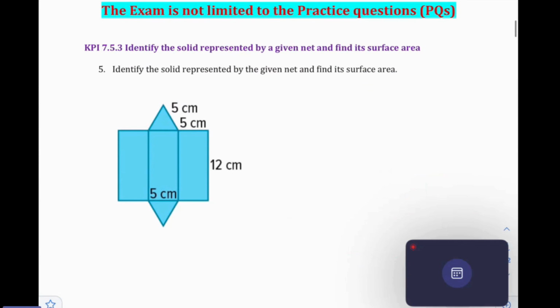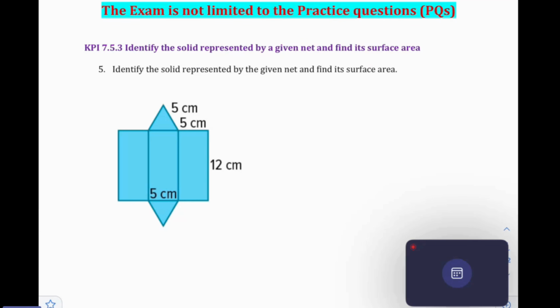Now, moving to the second part of this lesson, which is talking about the surface area. Identify the solid represented by the given net and find its surface area. What is the net? A net is the unfolded way of the 3D shape. You are imagining that you are unfolding the solid, which can be a prism, a cylinder, or a cone. Any 3D shape can have a net when you open it, when you unfold it.